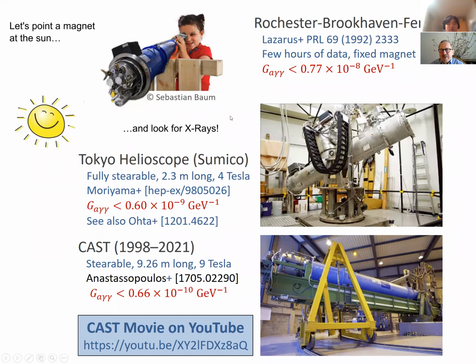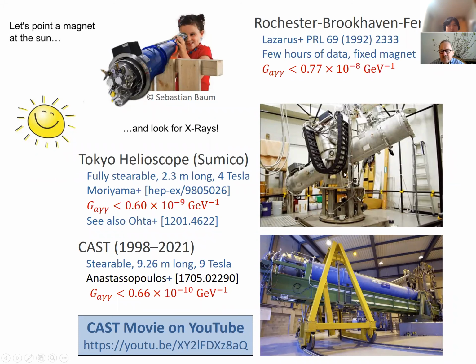That's a public outreach picture made by Sebastian Baum. It was first done in 1992 in an experiment in Brookhaven, and later in Tokyo. So this telescope is just a big magnet in a vacuum tube. It's actually in the basement of the University of Tokyo, downtown Tokyo. And you can get a larger exposure by just following the sun.